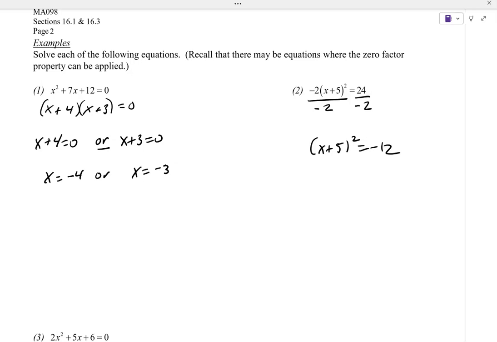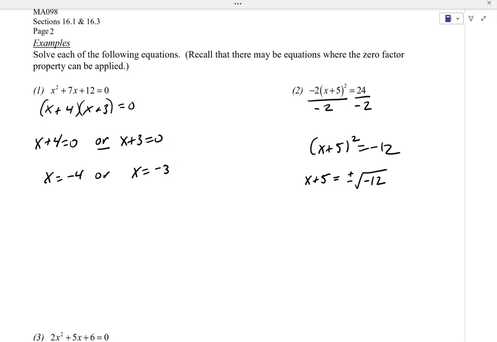So we get (x + 5)² = -12. I want to isolate that squared piece. The reason I want to isolate the squared piece is because now I want to take the square root. I want them to go away, right? So if we take the square root of both sides, your left-hand side becomes x + 5. What does the right-hand side become?